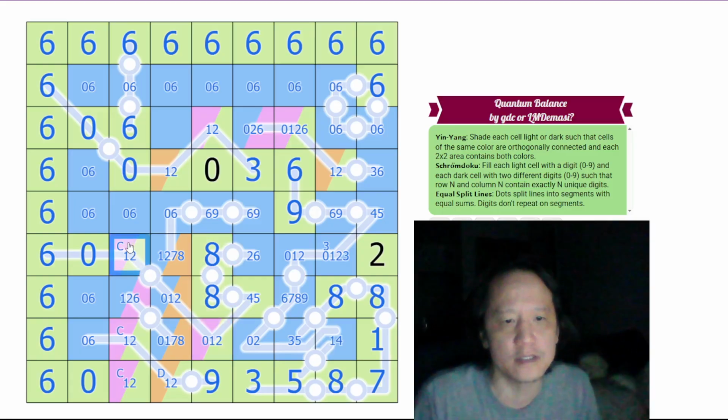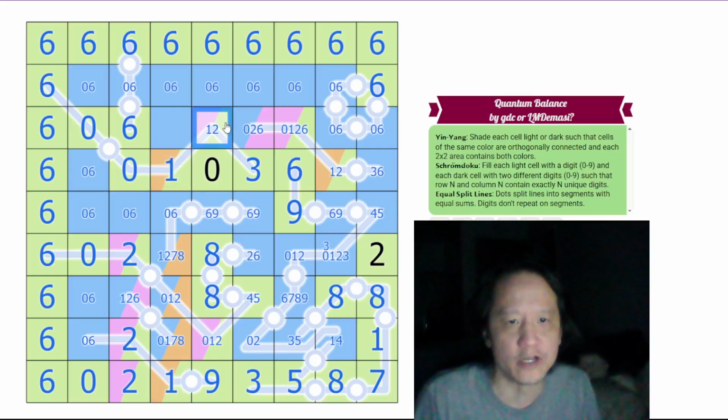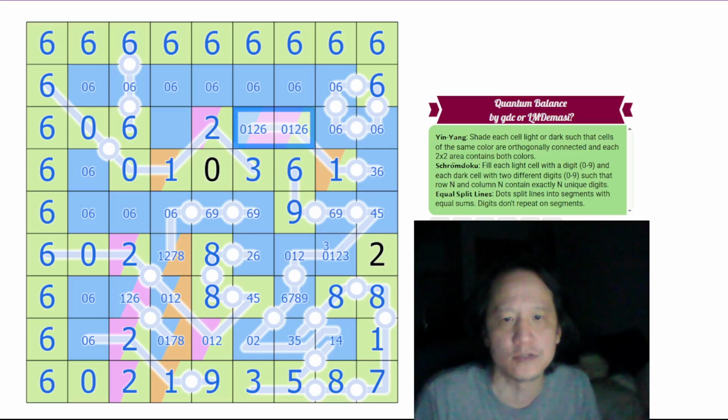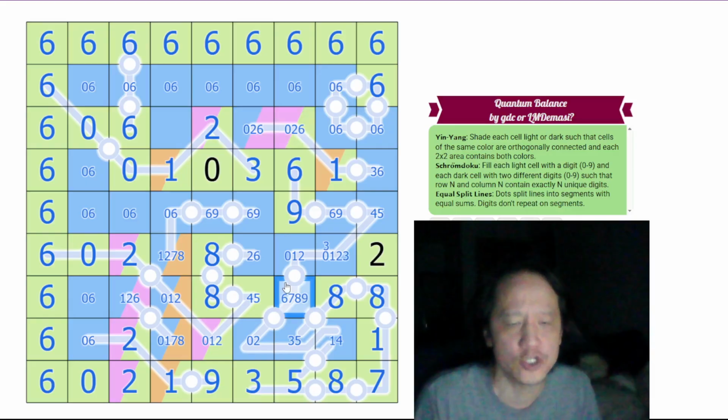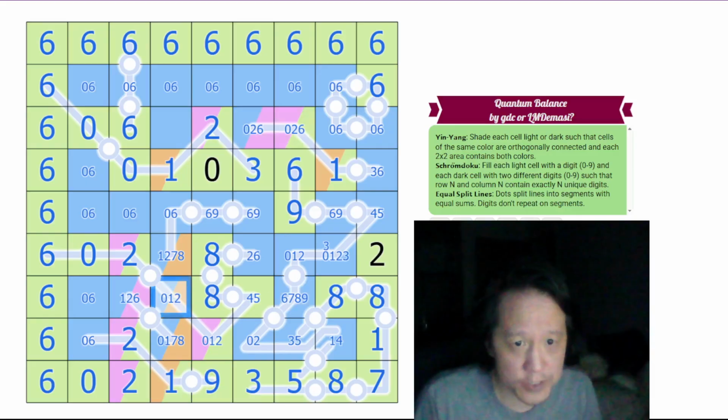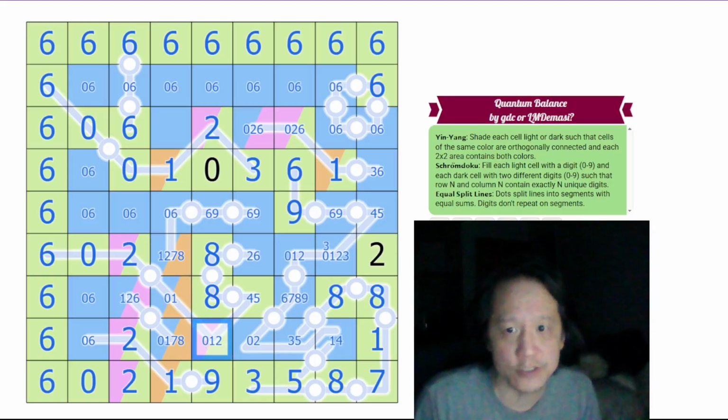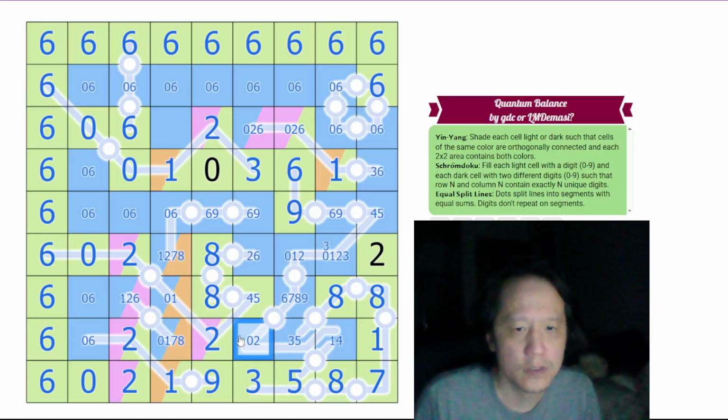So the blues are 2. So this is 2, these are 2, this is 1. That makes this 1, that 2, this 1. This has to be a 0, 2, 6 triplet. We don't know which one's which. This is 1, so this cannot be 1. That forces this to be 2. So this is 2, 0, and 2.